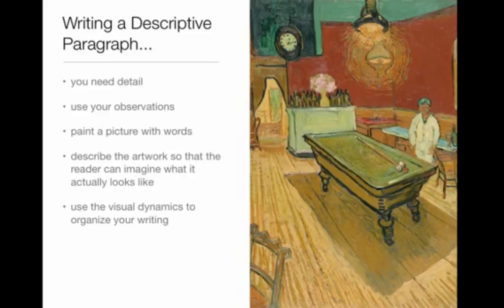Lastly, you need to be able to write a descriptive paragraph. In order to do this, you need details, you need accurate observations. Essentially what you're trying to do is paint a picture with words, and it needs to be so vivid that your reader can actually imagine what the artwork looks like without necessarily seeing the piece itself. And lastly, using the visual dynamics to help you organize your writing is a very simple thing to do in order to create a sense of flow. The artist used visual dynamics to control your gaze. Use that same structure to organize your writing.